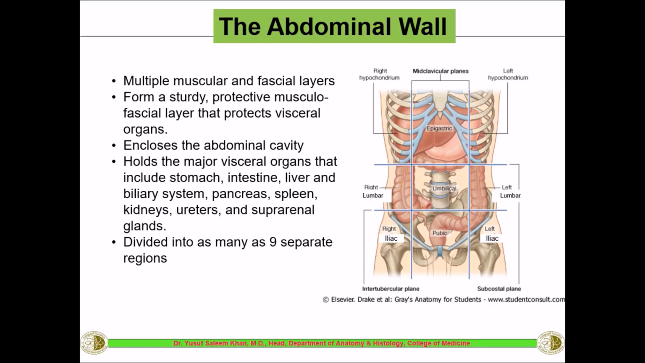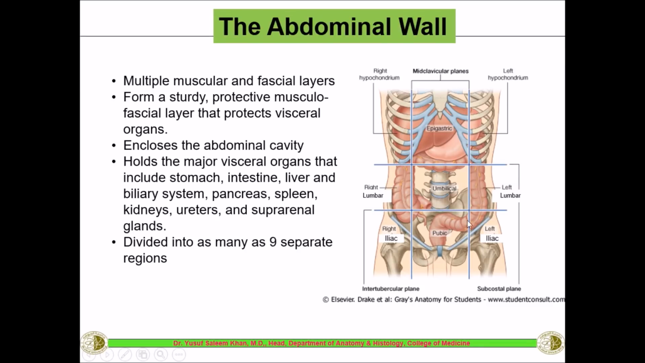The 9 quadrants are formed by 2 vertical and 2 horizontal lines. The 2 vertical lines are on either side. These are the mid-clavicular lines, the line passing through the midpoint of the clavicle, running vertically downwards, and it also passes through the midpoint of the inguinal ligament. So these are called the mid-clavicular line, similarly on either side, right and left.